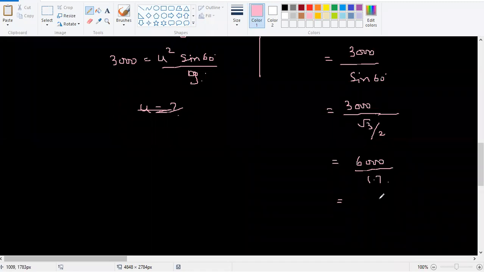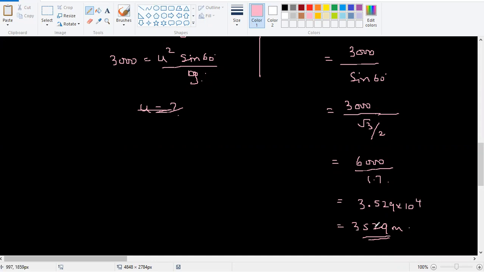So it will be 3.52 into 10 to the power 4, which is 3520 meters. Actually it's approximately 3529 meters.